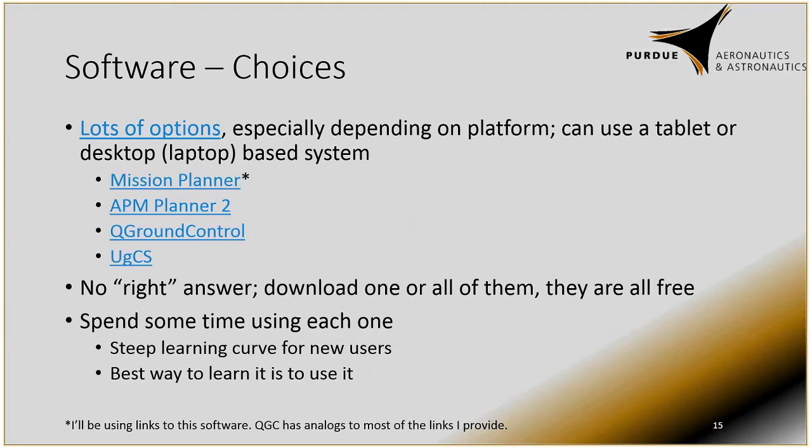So on the software, there's a ton of choices. I think by far and large the most useful is Mission Planner. That's what I'll use for the rest of this presentation, and I'll show you that a little bit at the end as well. Also APM Planner, QGroundControl, and UGCS. There's no absolute right answer, but you need something that'll work. They're all free. But you just need to be able to use what you pick.